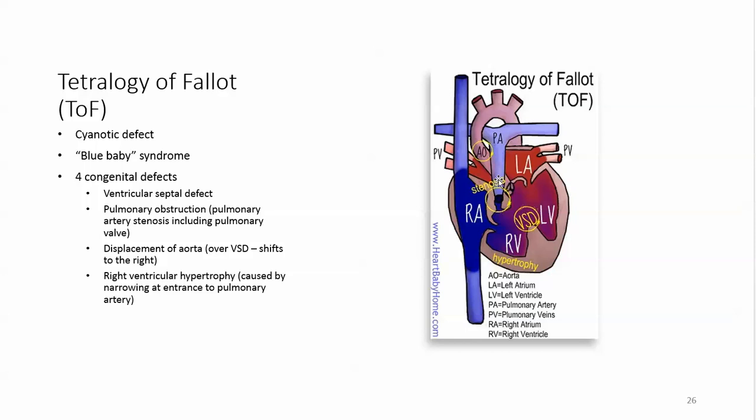So the aorta normally would be over here, right around here. Well, not over the mitral valve, but over here. But it shifts over the VSD. Okay, and then you have right ventricular hypertrophy, and it's caused by a narrowing at the entrance to the pulmonary artery. So the right ventricle has to work harder. Results in insufficiently oxygenated blood pumped to the body, and these children have hypoxemic spells, and they call them TET spells, T-E-T. So I guess from Tetralogy of Fallot.